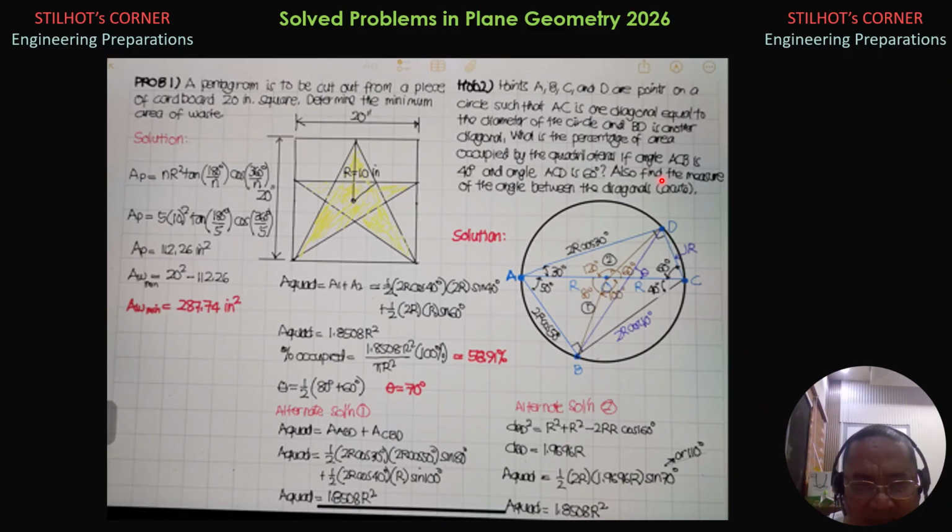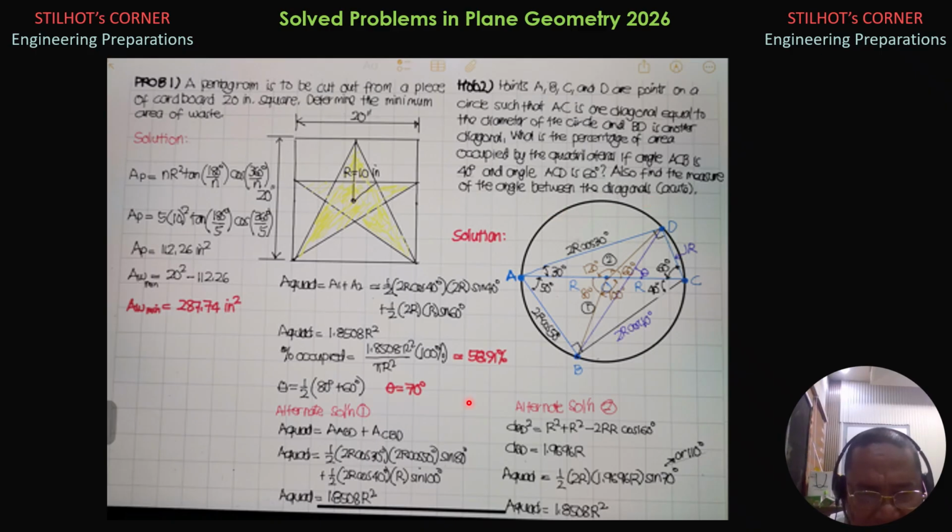Occupied by the quadrilateral if angle ACB is 40 degrees and angle ACD is 60 degrees as shown. Remember, in the properties of a cyclic quadrilateral, opposite angles are supplementary. So this is 60 plus 40, 100, so this should be 80. But this is the explanation; I'll give you the explanation first. Also find the measure of the angle between the diagonals.